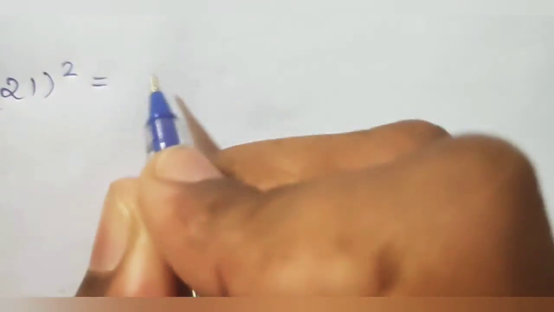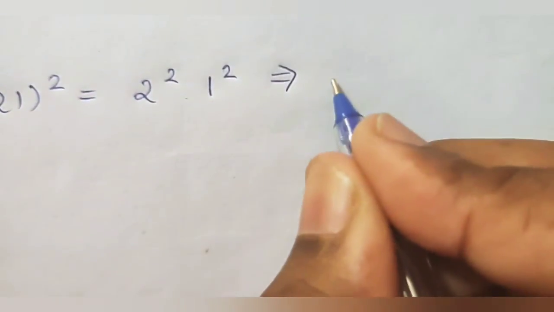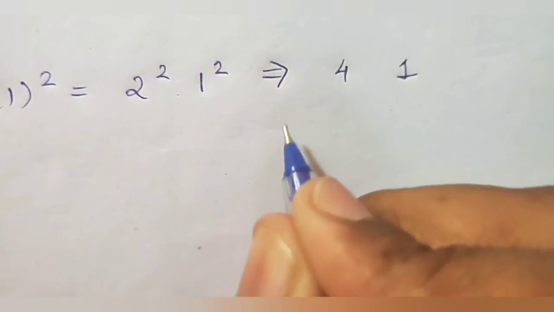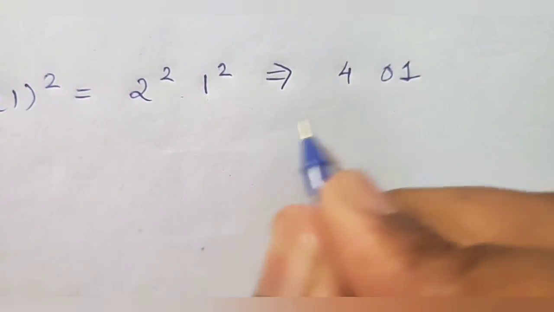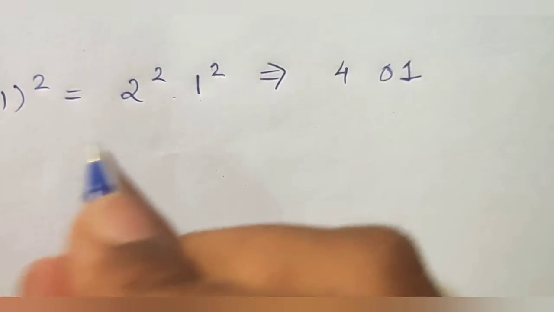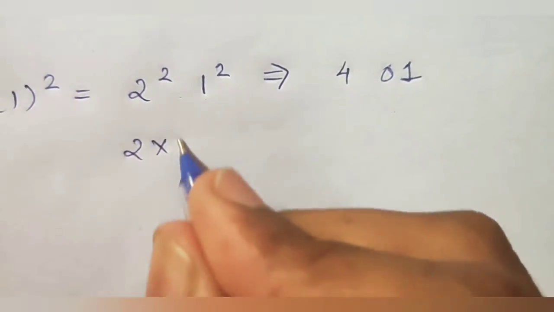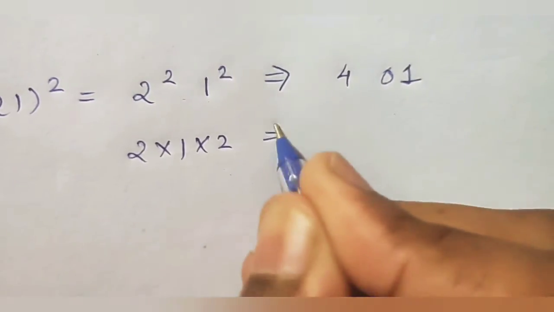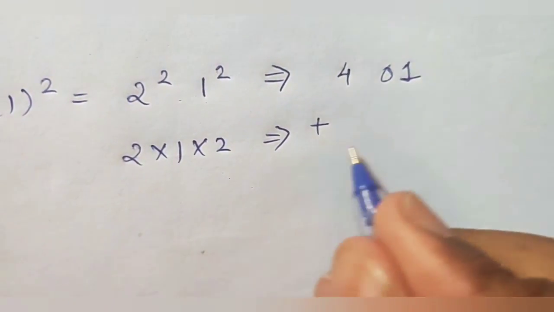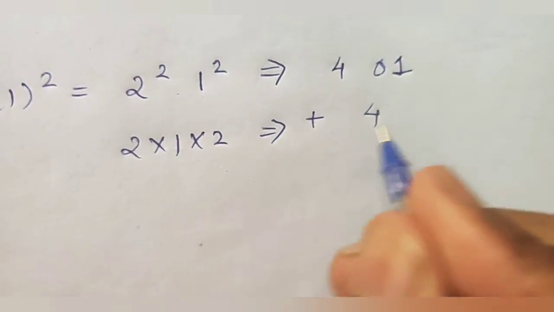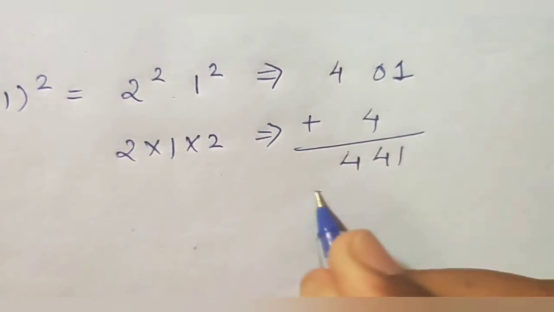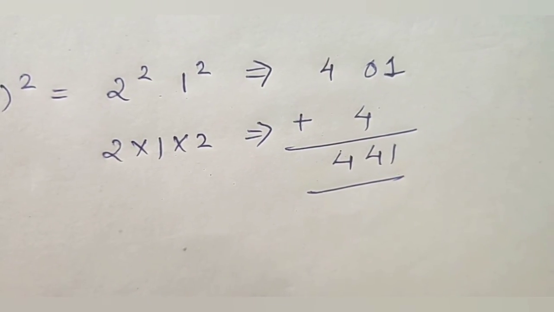Suppose we take an example of 21 square. So we have to take the square of the individual numbers, that is 2 square and 1 square. It's 4 and 1. We cannot write it as a single digit, so we have to put the 0. Okay, then we have to do multiplication of each individual number. 2 into 1 into 2, that is 4. We have to leave the last digit and then we have to do the addition. So we got the answer 441. So the square of 21 is 441.